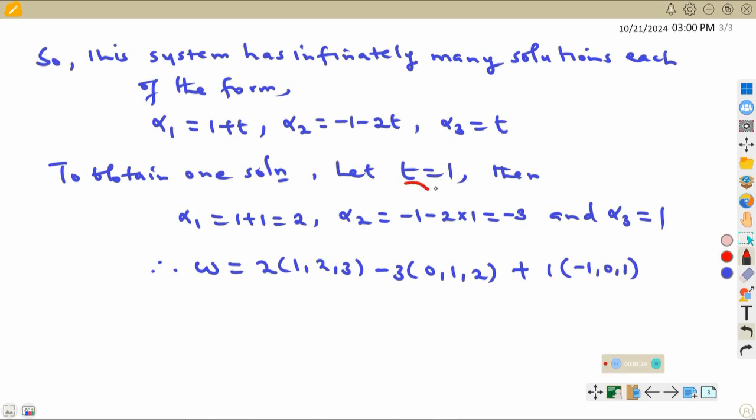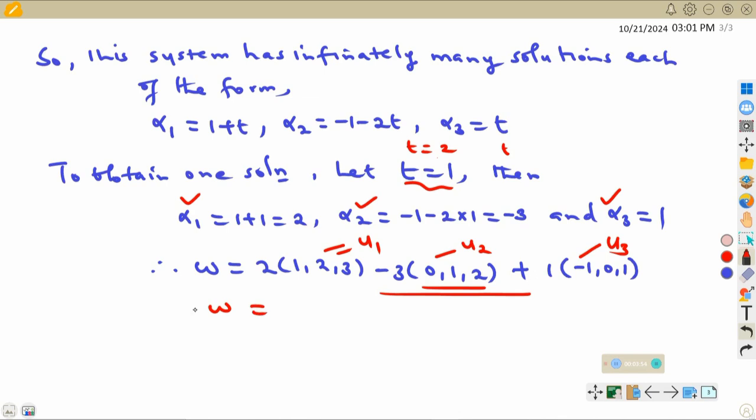Meaning, someone can let t be 1, someone can let t be 2, t be 3, or any other value. So any value that you obtain should be able to give you alpha 1, alpha 2, and alpha 3. After getting alpha 1, alpha 2, and alpha 3, you can write this given combination. In case this is your U1, this is your U2, and you let this be your U3, you can conclude with W as 2U1 minus 3U2, plus 1 times U3.